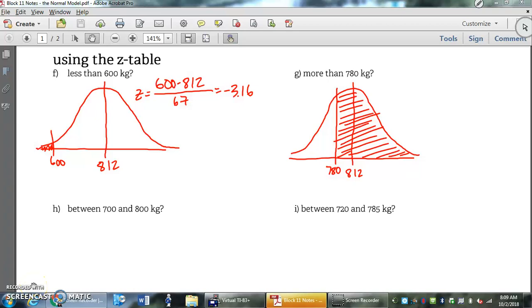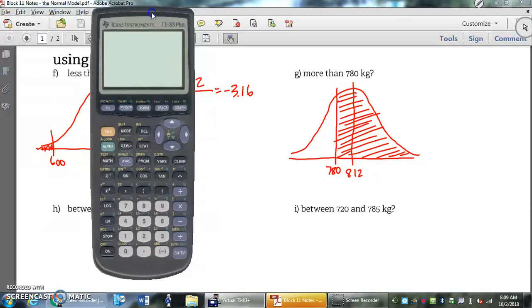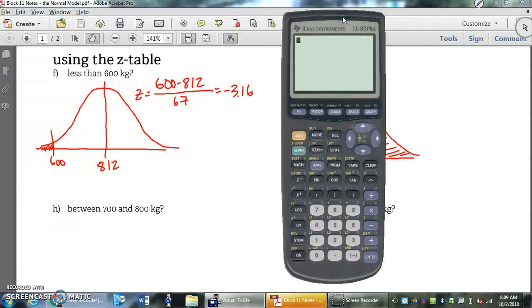Alright, so I wanted to show you how we can use the calculator to find the probabilities instead of using the z-table, if that's what you prefer. So the calculator I happen to have on my computer is just this older one. If you do have a newer one, which most of you do, just know that it's going to look slightly different on the screen, but it's going to do the same thing. So I'll try to talk you through that, and then you can come see me if you have questions.